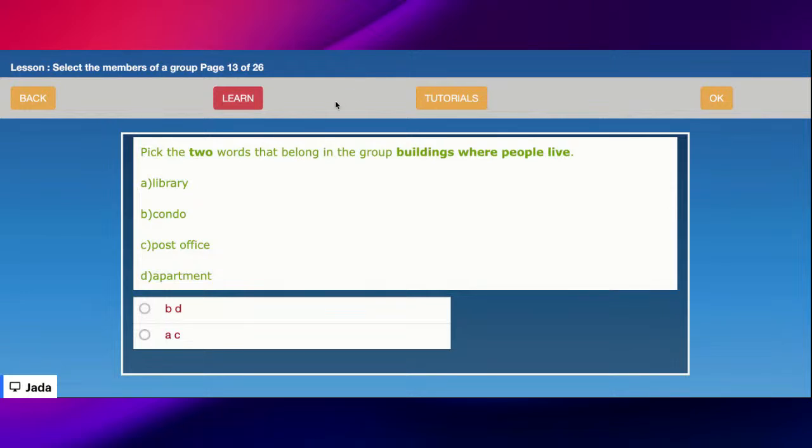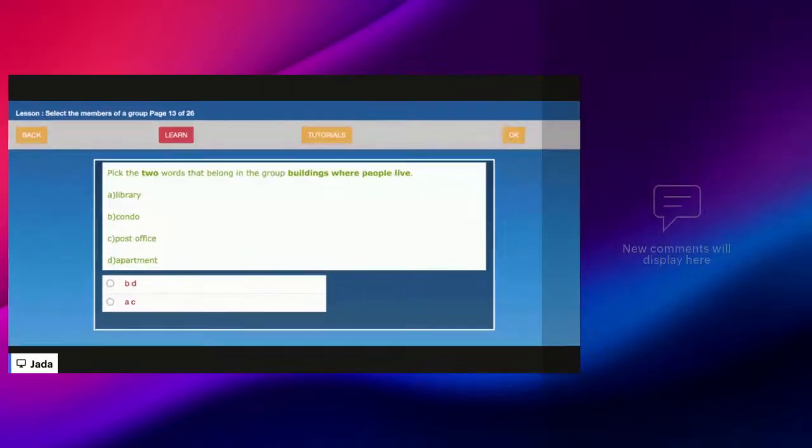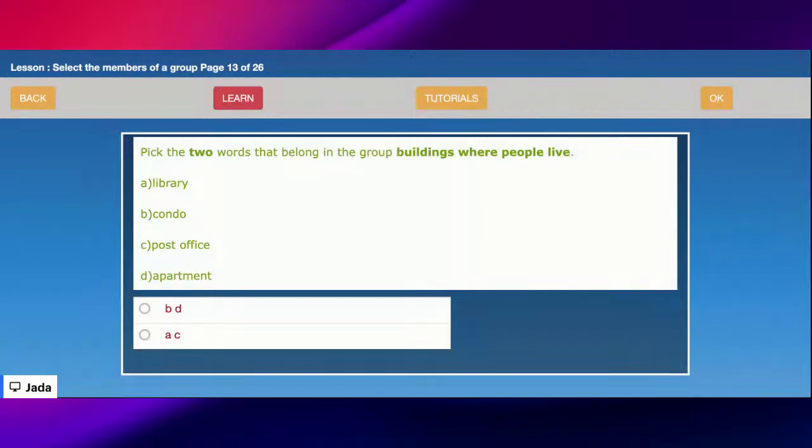So we have words that belong to the group buildings where people live. So what kind of buildings do people live in? Which one is the most suitable? Buildings people live in. So buildings people live in. BD, yeah. People live in condos and in apartments.